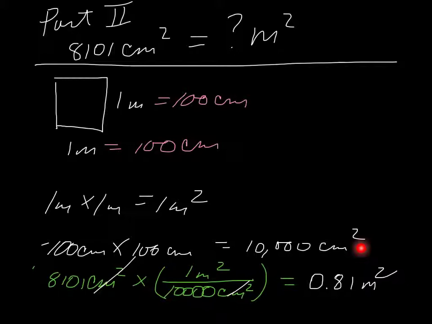Okay, so it's a big number, right? You've got lots of centimeters in 1 meter. So now we've got 1 meter squared is 10,000 centimeters squared. We can take the ratio. Centimeters squared cancel. We get 8,101 divided by 10,000, and we end up with 0.8 meters squared. Okay?